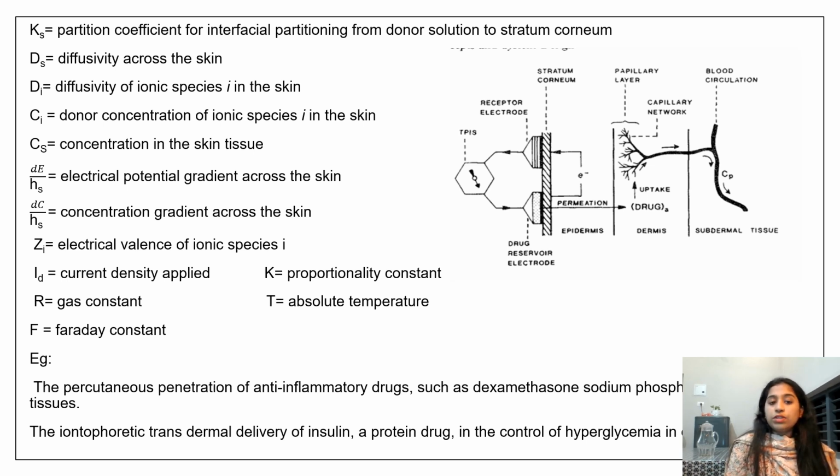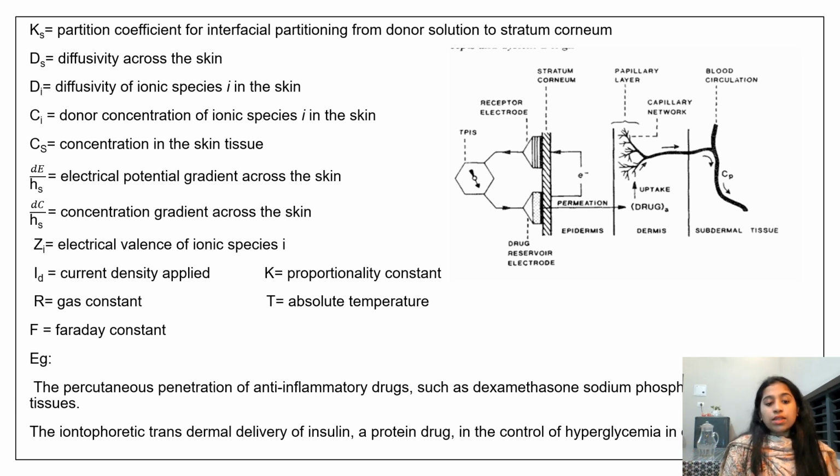So Ks is the partition coefficient of the interfacial partitioning from the donor solution to the stratum corneum. Ds is the diffusivity across the skin, and Di is the diffusivity of the ionic species in the skin, and Ci the donor concentration of ionic species, and Cs the concentration in the skin tissue. dE by HS is the electrical potential gradient across the skin. dC by HS is the concentration gradient across the skin. Zi is the electrical valence of the ionic species i. ID is the current density applied, R is the gas constant, F is the Faraday constant, K is the proportionality constant, and T is absolute temperature.